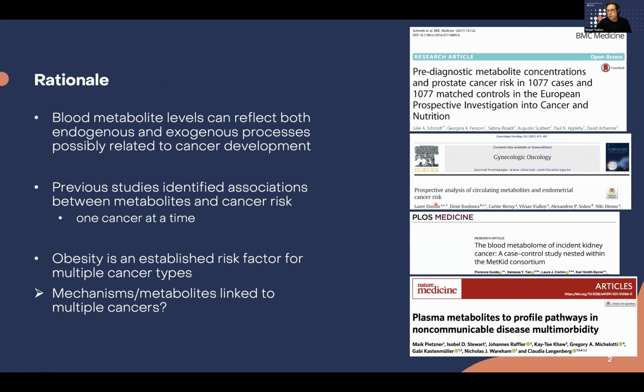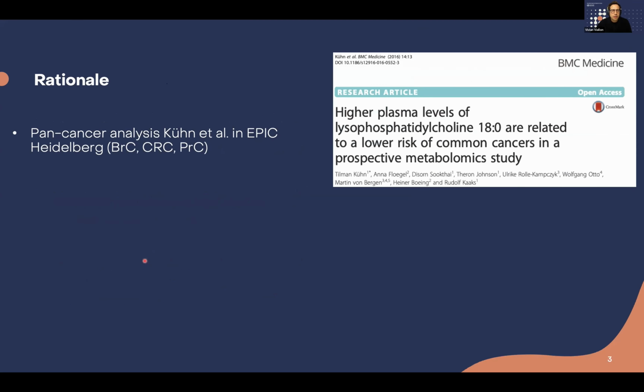But most of these studies focused on one particular cancer type at a time, or when they did consider several cancer types, they usually studied them separately. On the other hand, there are a number of cancer risk factors, including obesity, for example, that are established risk factors for multiple cancer types. And so it sounds reasonable to expect that some biological mechanisms and therefore some metabolites be linked to multiple cancers. And this intuition is actually supported by some results from the literature.